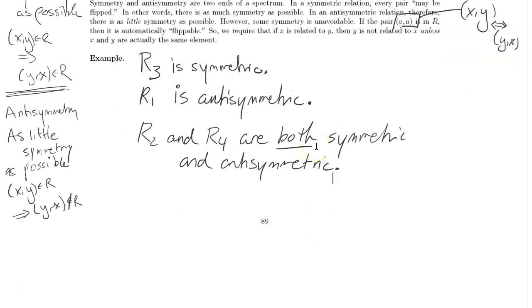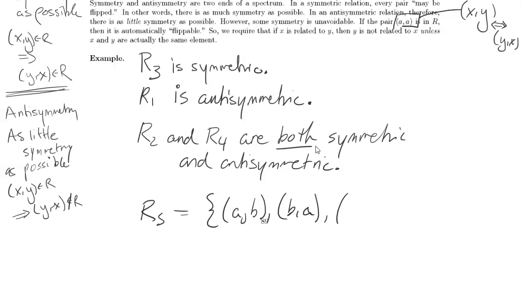Let's see one more example. Let's call another relation R5, and it's going to be the set AB, BA, and CB. This relation is neither symmetric nor anti-symmetric.